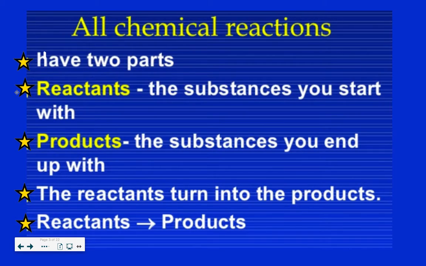You need to write this down as well. All chemical reactions have two parts. The reactants are the substances you start with, and the products are the substances you end up with. So the reactants turn into the products, and we represent that with an arrow.